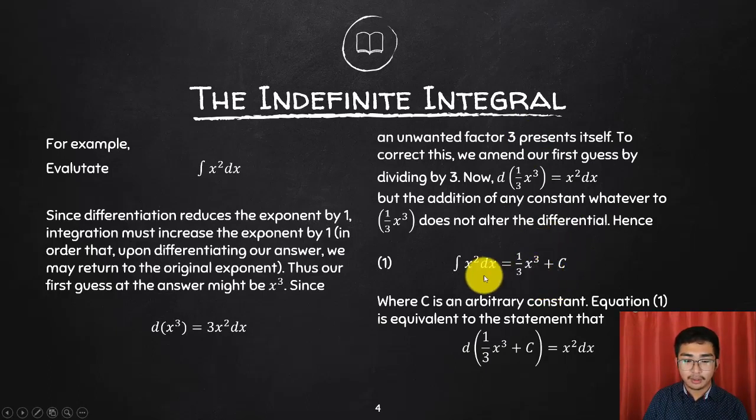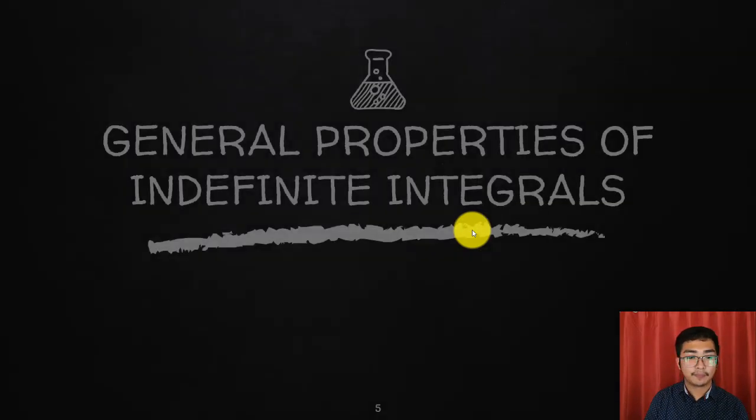So here you have the integral of x squared dx is equal to 1/3 x cubed plus C, where C is an arbitrary constant. So this equation is equivalent to the statement that the differential of 1/3 x cubed plus C, not only 1/3 x cubed, is equal to our x squared. So there you have it. That is the principle of integration.